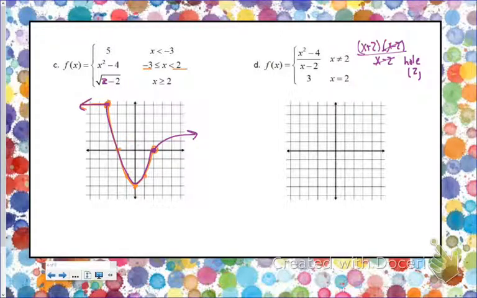If I wanted to get the y-coordinate, I took 2 and plugged it in. 2 plus 2 would give me 4. So this top graph is going to be the line x plus 2 with a hole at 2. And we know there's a hole at 2 because it also says x is not equal to 2. So there's going to be a hole at (2, 4), and then everywhere else, it is just the line x plus 2.